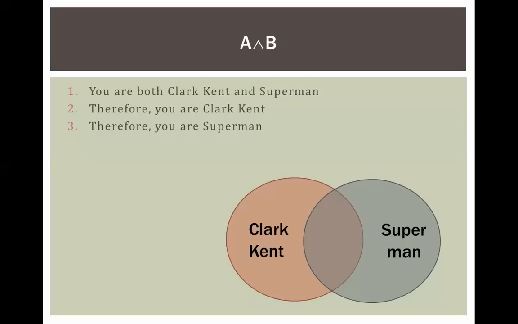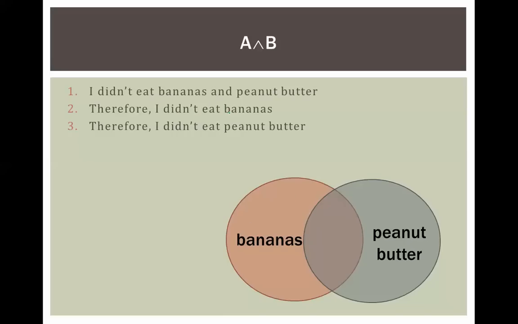You are both Clark Kent and Superman. So you're in this zone right here. Therefore you are Clark Kent. Therefore you're in the Clark Kent bubble. Therefore you are Superman. Obvious conclusion. But here's the unobvious one. I didn't eat bananas and peanut butter. So you're not in this zone right here.